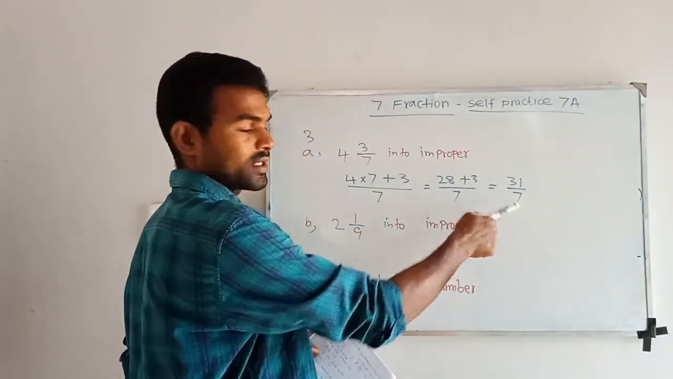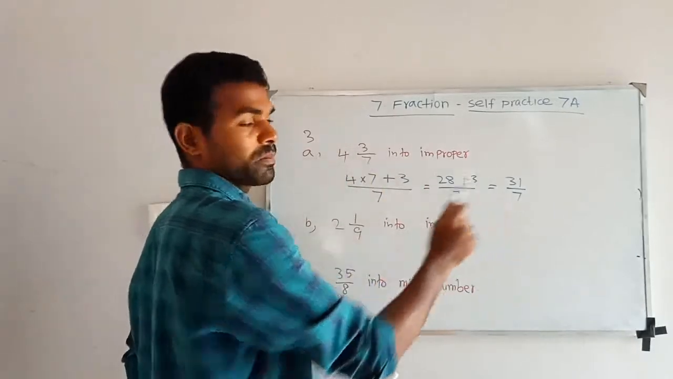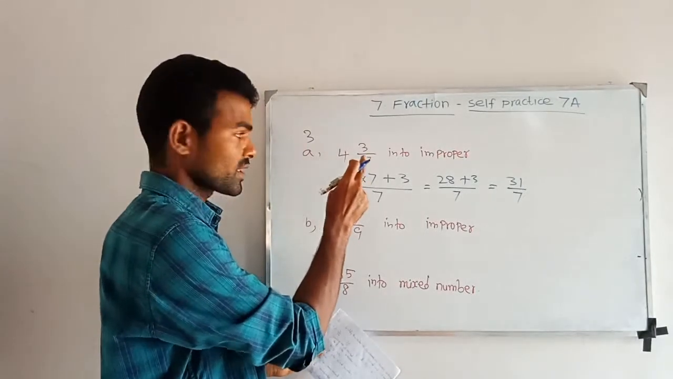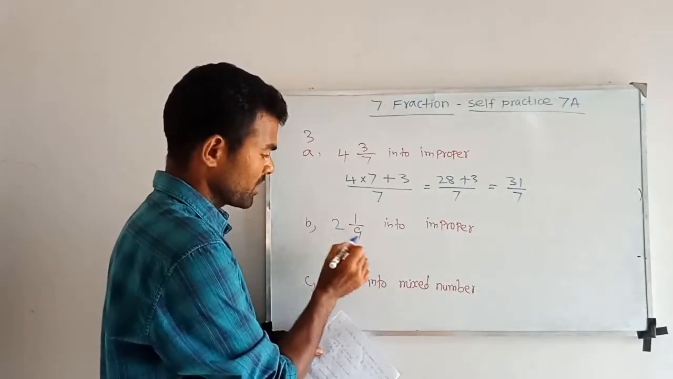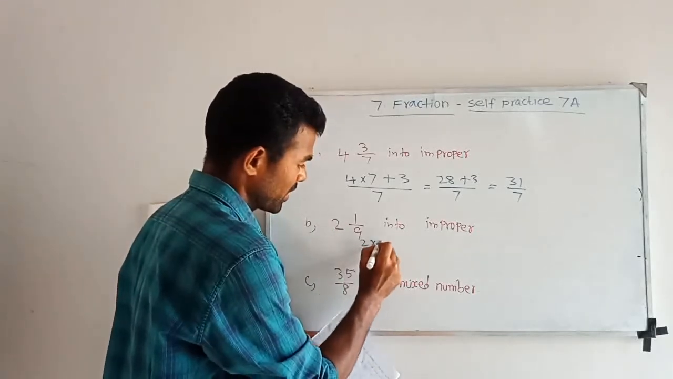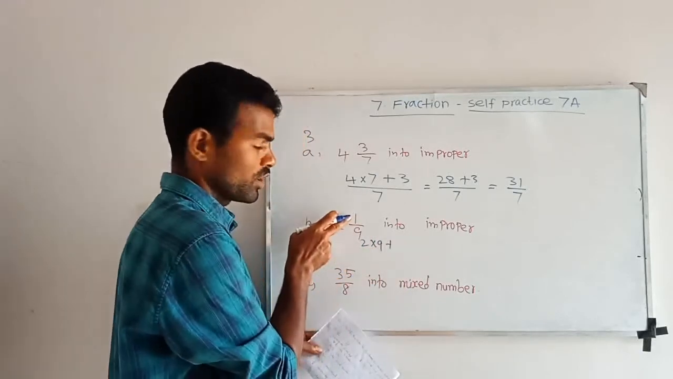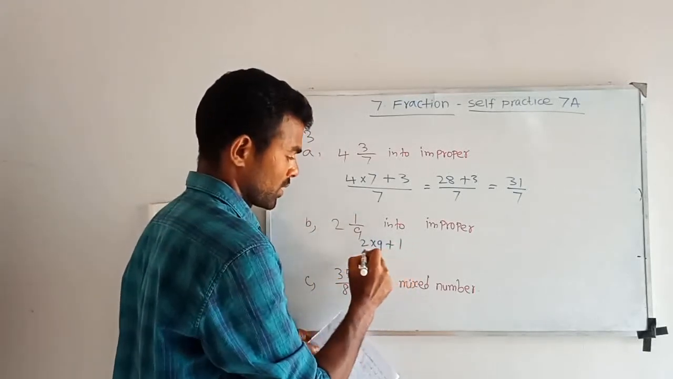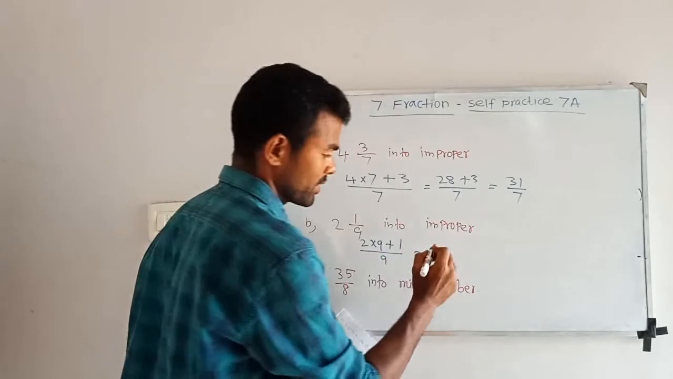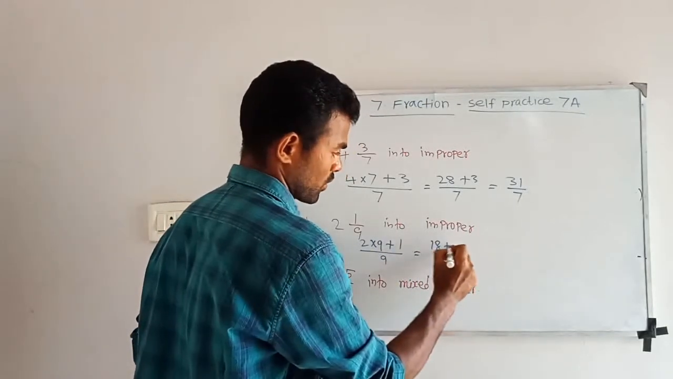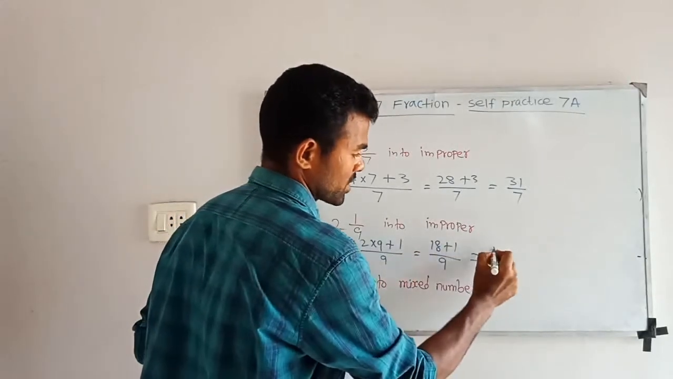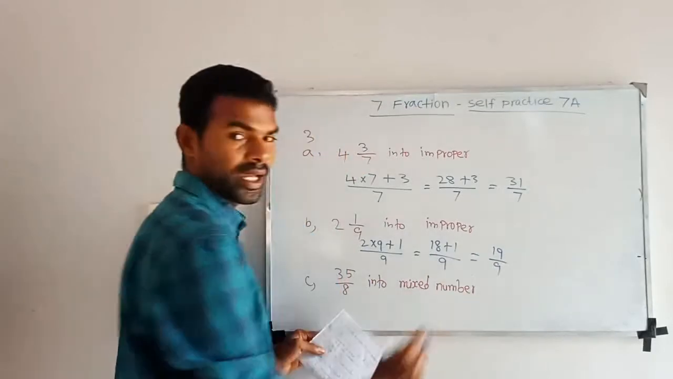This is the answer. This is the improper fraction. See, we have converted this number into improper. The same method, just how we did this question. Follow the same method here. Multiply 2 and 9, the whole number and the denominator. 2 times 9, plus the numerator 1, divided by the denominator 9. So 2 nines are 18. 18 plus 1, divided by the denominator 9. So 18 plus 1 is 19 by 9. This is the answer.